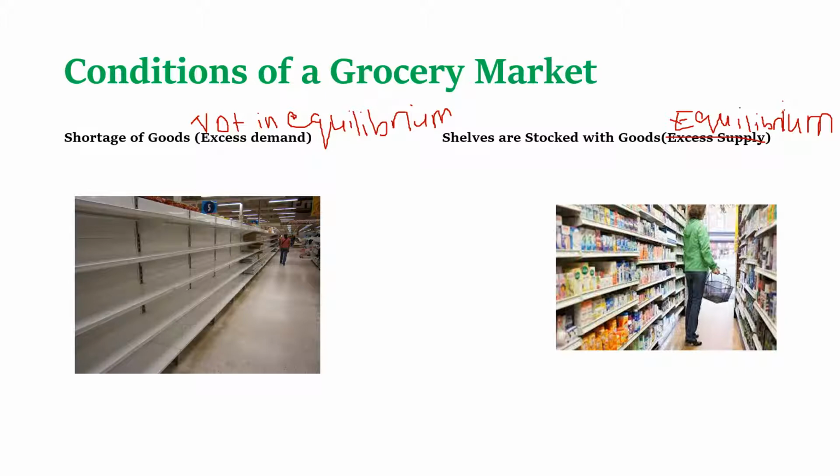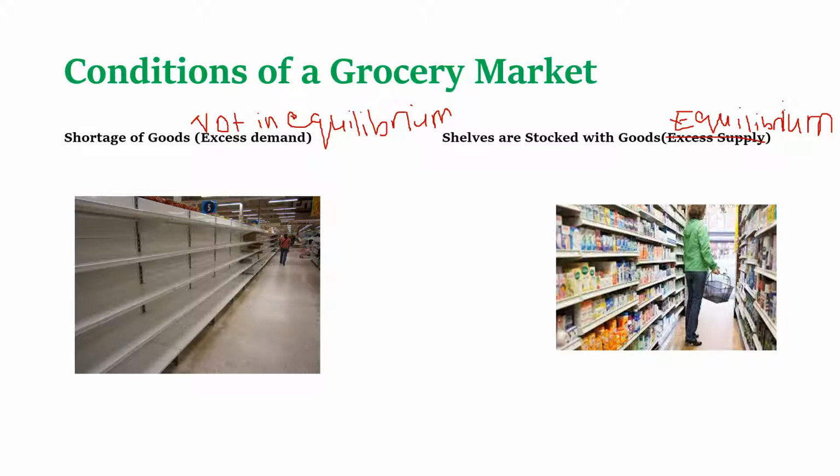I go to the market here. This market is in equilibrium. All the shelves are well stocked with goods. So I can say there is an equilibrium. In other words, there is neither excess supply nor excess demand here. So the market is in equilibrium here. Here, there is what? Excess demand. So the market is not in equilibrium.